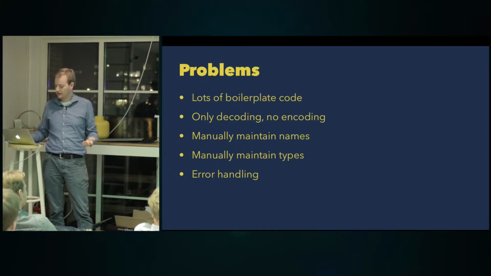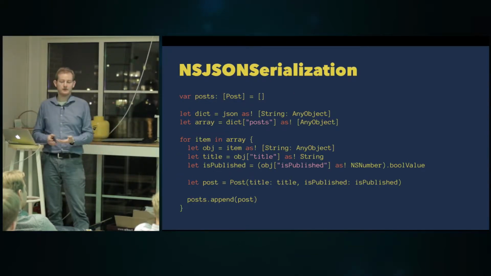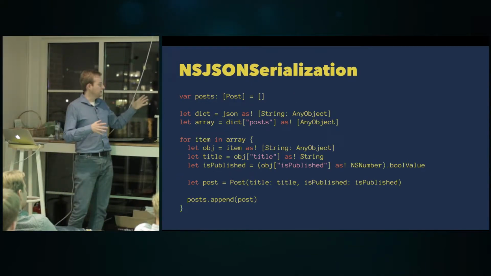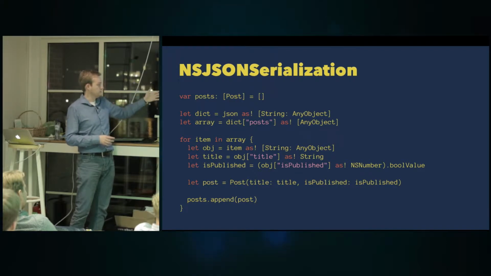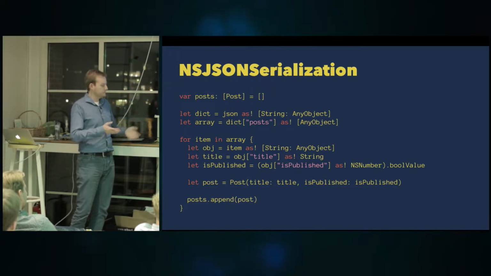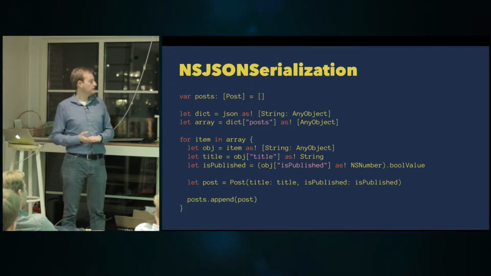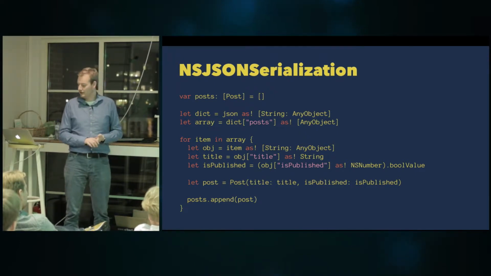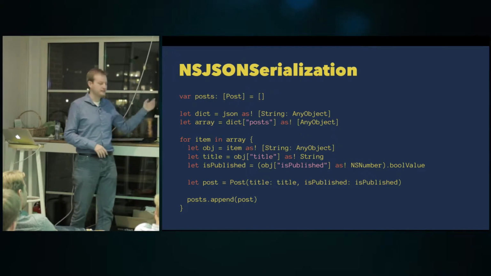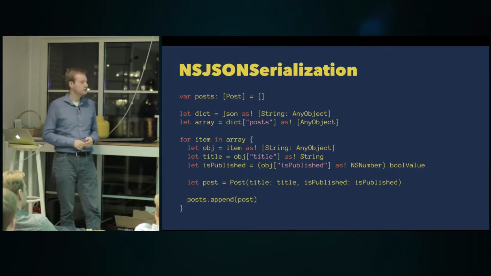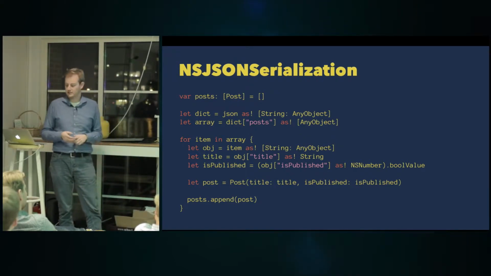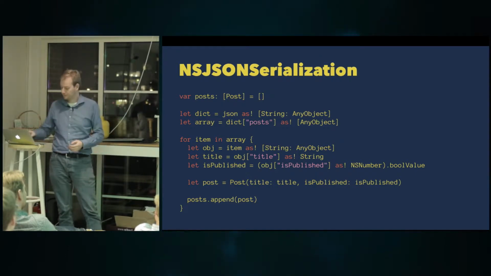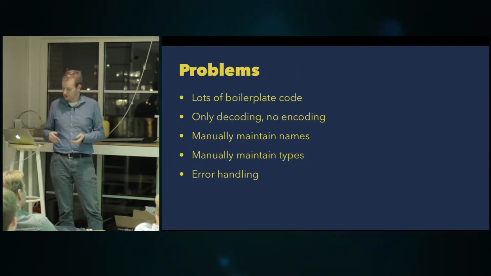And error handling, again, in this example, I didn't do any error handling. So even if this is all correct, I mean, this matches what we assume is correct, but sometimes the server suddenly starts sending the wrong JSON. And then this would crash. So to prevent that, we have to write a whole bunch of checks, if-lets, or guards, write even more code. So these are the problems we want to solve.